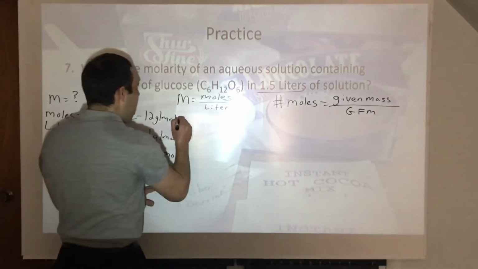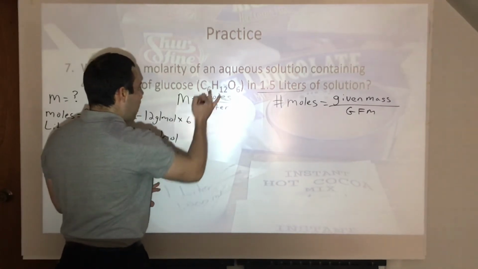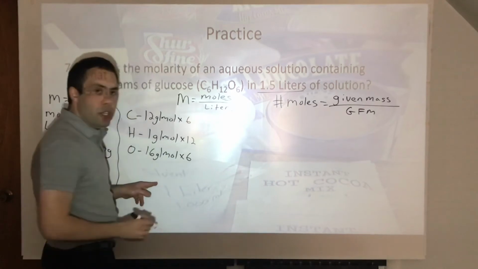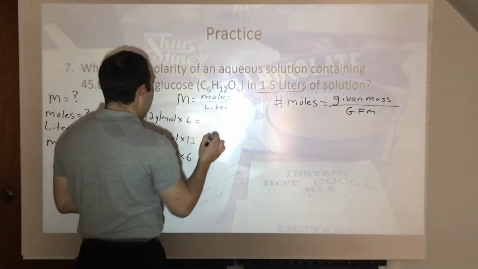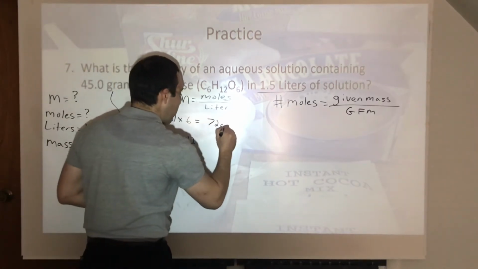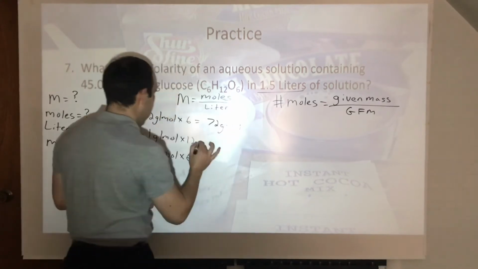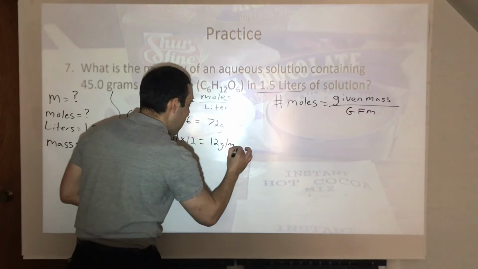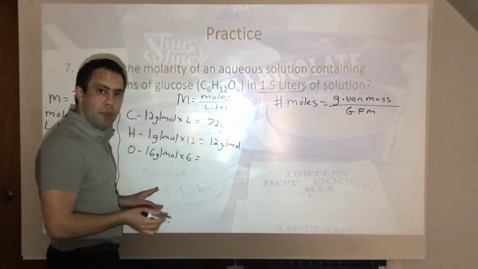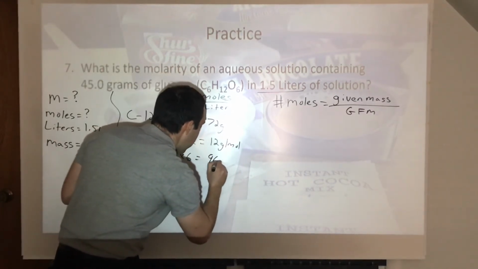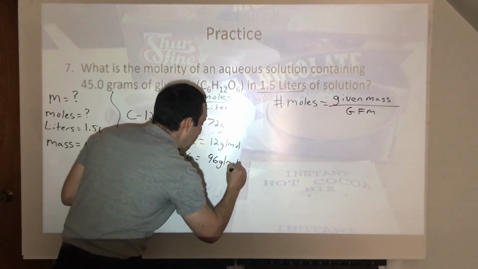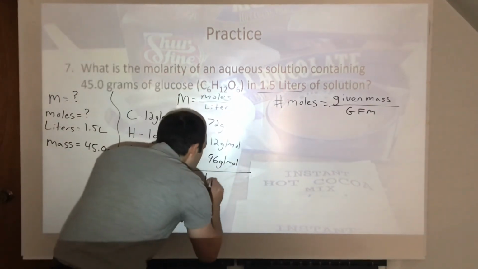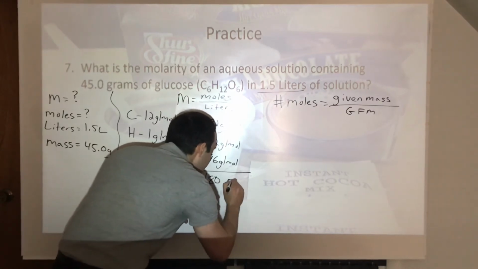We multiply by the number of each element in the compound. There are 6 carbons, 12 hydrogens, and 6 oxygens. 12 times 6 is 72 grams per mole. 12 times 1 is 12 grams per mole. And 16 times 6 is 96 grams per mole. When we add those up, we get 180 grams per mole.